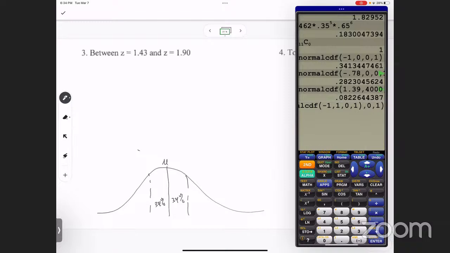68%. That's right. You should get 68%. Good job. So let's see if that works. And that's what I get.